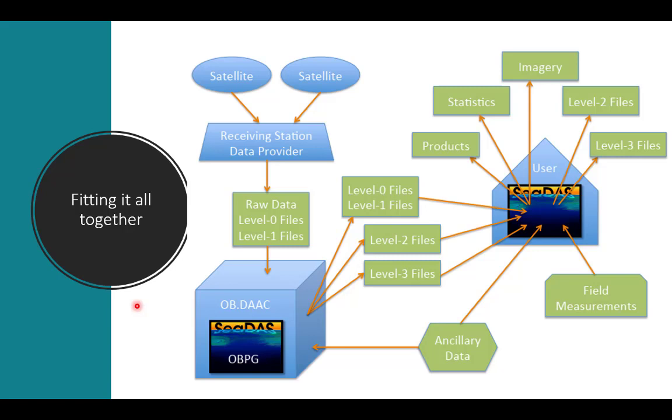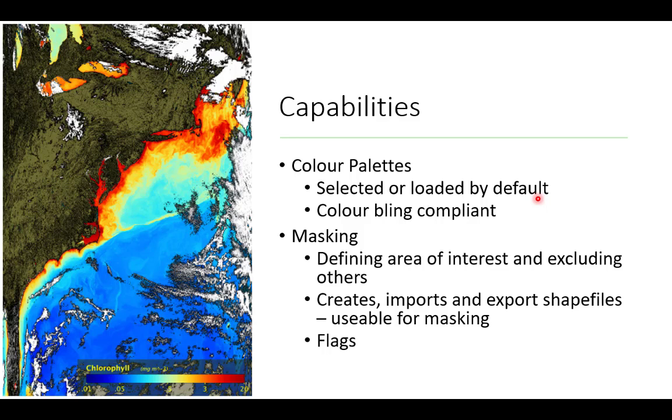So, fitting it all together, just like we've said before, you can take data from here, the OB.DAAC, and you can put it directly into the SeaDAS software and do the processing. So, data coming from the satellite is received and processed by the OB.DAAC, and then it's made available to users within SeaDAS. It doesn't mean that there is no other software that can process such data, but it's just to show you what SeaDAS is capable of doing.